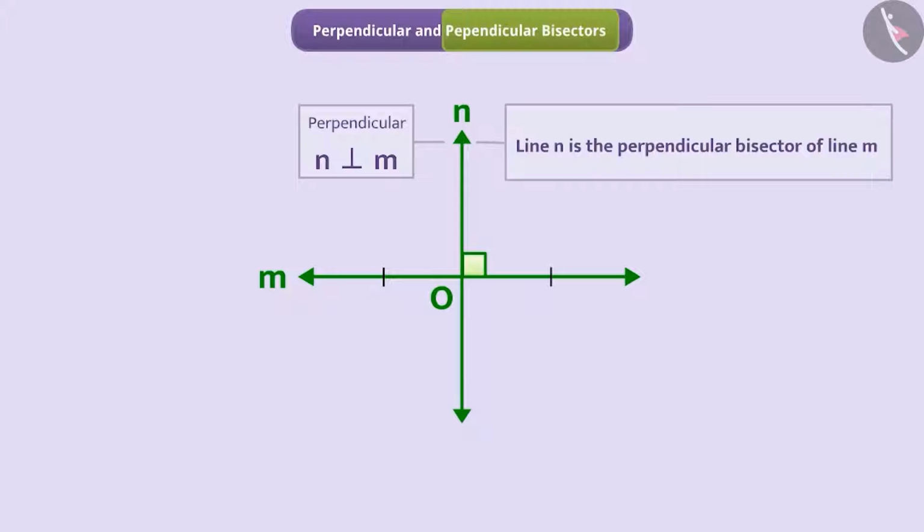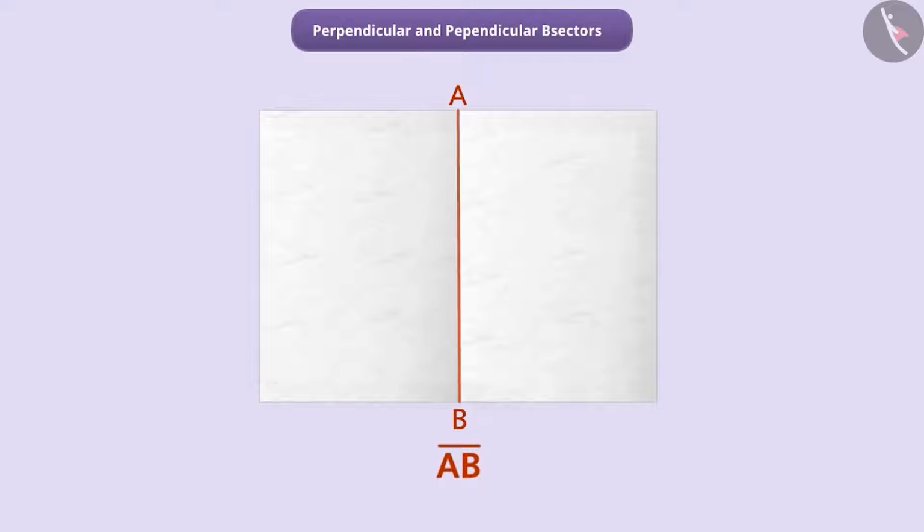For example, here we have a rectangular paper. Fold it down the middle lengthwise and make a crease. Let line AB be the crease of the paper. Fold the paper once again down the middle in the other direction and make a crease. Suppose we mark this crease PQ.